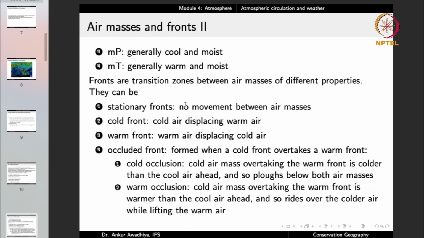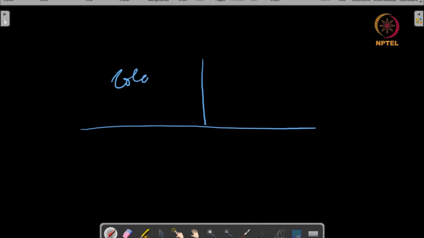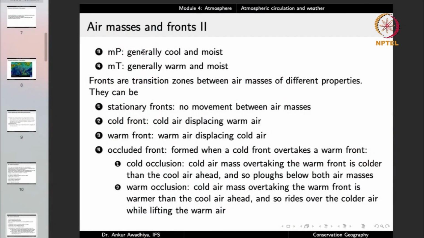First is stationary front, when there is no movement between the air masses. So the air masses are stationary. In that case, we'll call it a stationary front. Then we have a cold front, when the cold air is displacing the warm air. So what we are saying here is that you have a cold air mass. So this is cold, and you have a warm air mass. Now what happens when the air moves like this? The cold air is pushing over the warm air. In that case, the front that gets generated is a cold front.